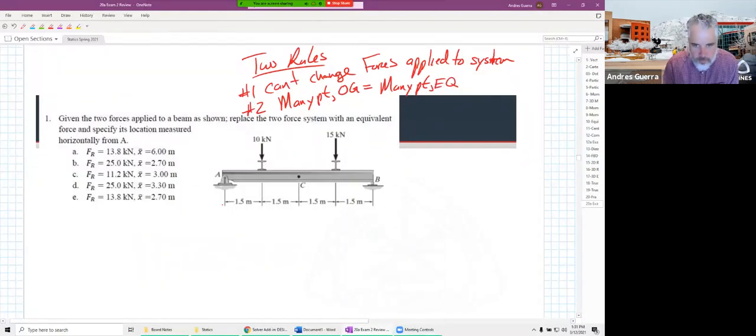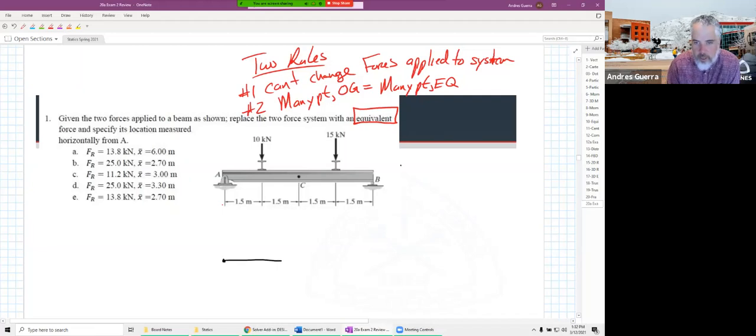So then we can apply that to any problem that we're asked to find an equivalent force. We can identify these equivalence problems by looking for words like equivalent or equivalency and things like that. So this one asks us to replace the two force system with a force and specify its location measured horizontally from A. If you go back and look at the learning objectives, one of our learning objectives was to be able to draw the original and the equivalent system.